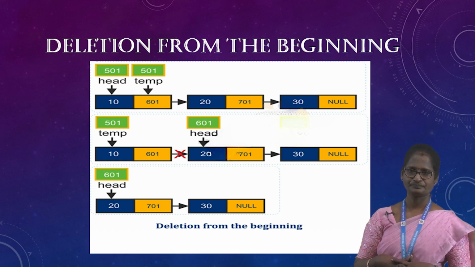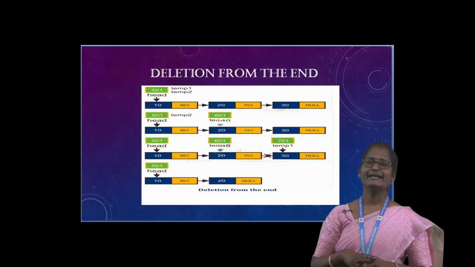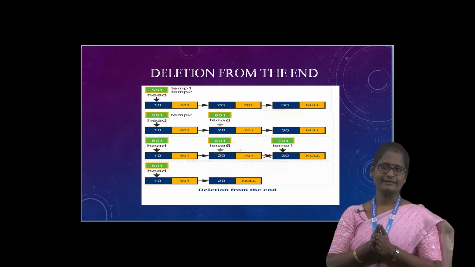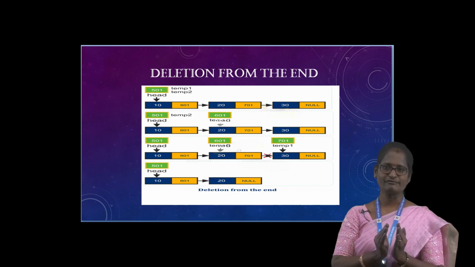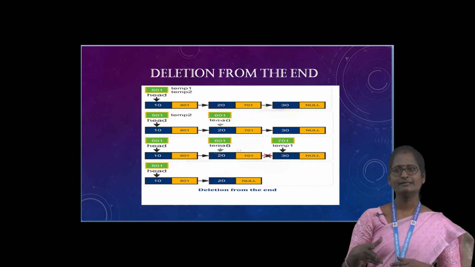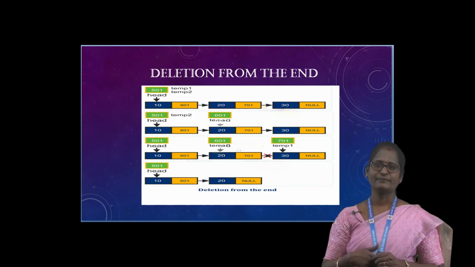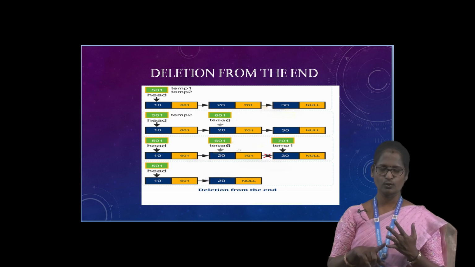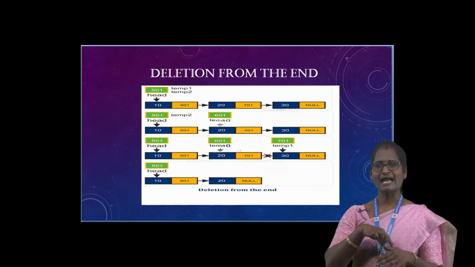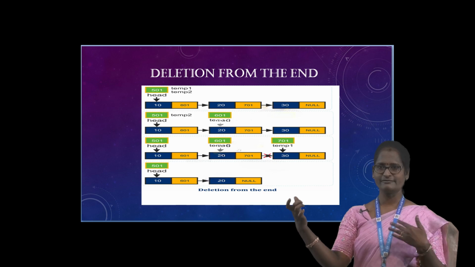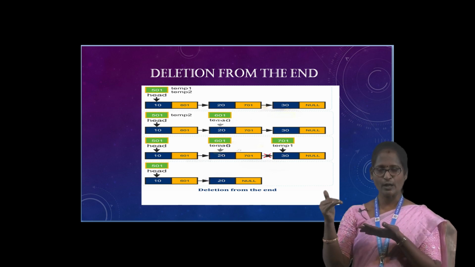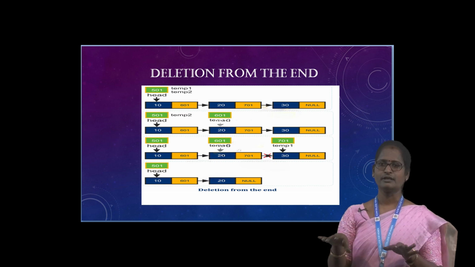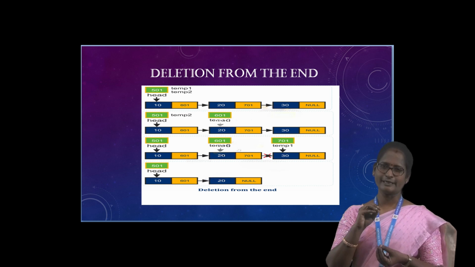Then the next step, deletion from the end. In this diagram, how to delete the node at the end. The algorithm is followed. First, check whether the list is empty or not. If so, return. Traverse the list to find the last node and its previous node. Set the next pointer of the second to last node to null. Free the memory space of the last node. So the particular node is deleted.